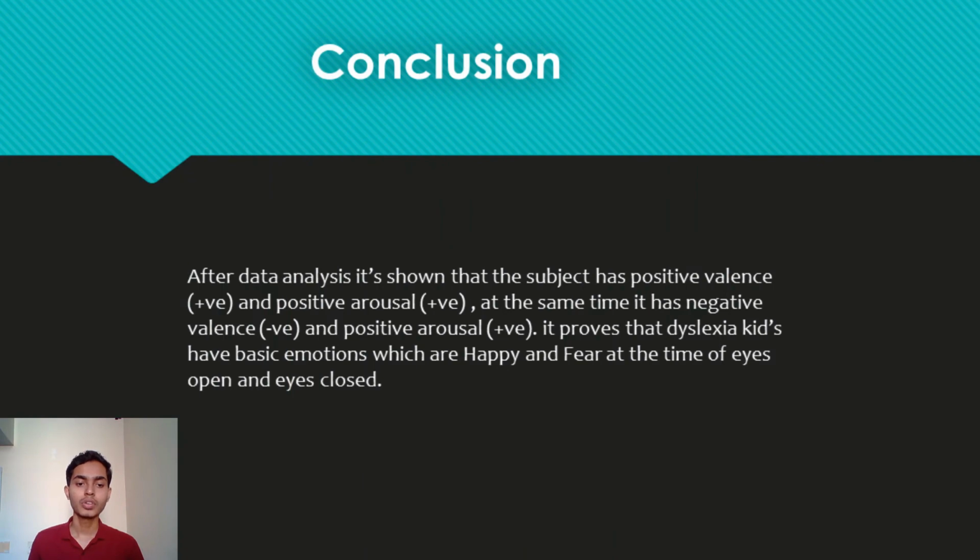So we come to the end of our project, which is the conclusion. After data analytics, it is shown that the subject has positive and negative conditions during eyes open and eyes closed. So it's proved that dyslexia kids have basic emotions, which are happy and fear, at the times of eyes open and eyes closed.